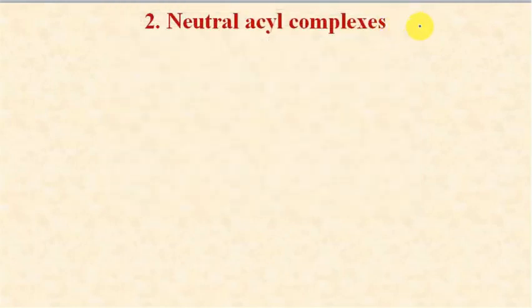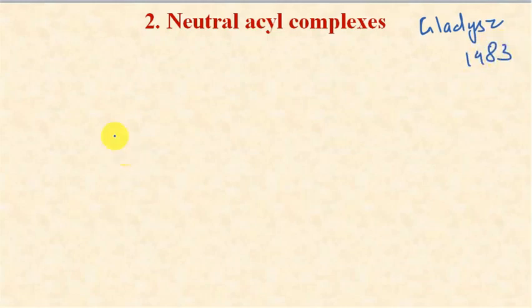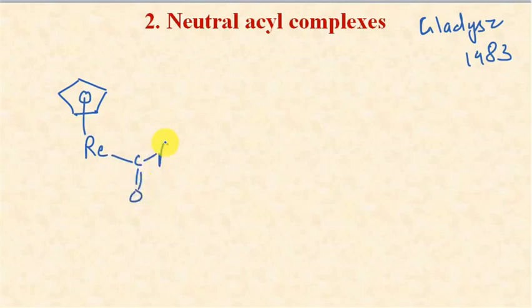This method was reported by Gladysz in 1983. In this case we use a rhenium compound, Re, which is attached to one acyl substituent, one linear nitrosyl and one triphenylphosphine substituent.